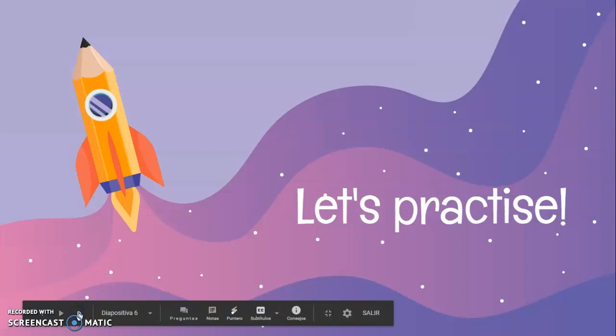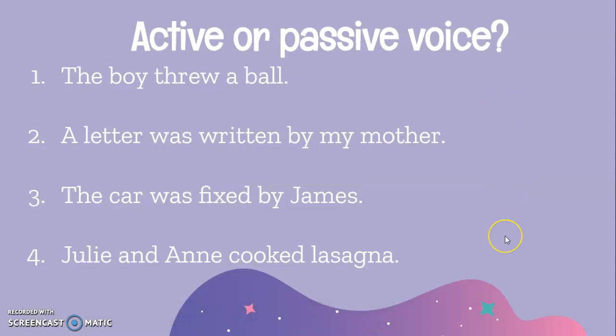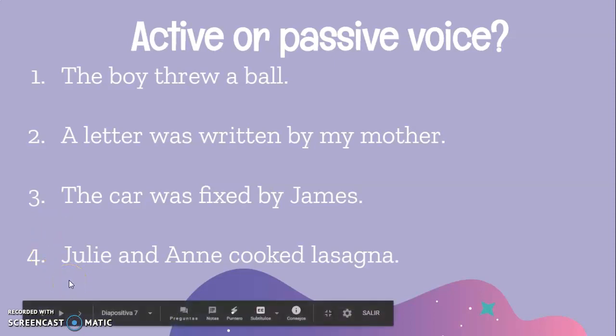Now, let's practice. The idea is that you identify if the following sentences are in active or in passive voice. So let's do that. The boy threw a ball. A letter was written by my mother. The car was fixed by James. Julie and Anne cooked lasagna. Let's find out the answers.